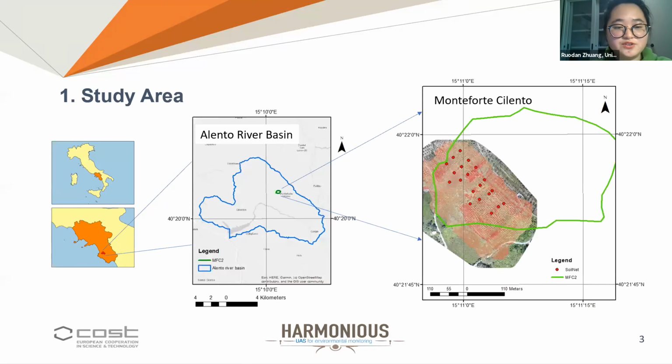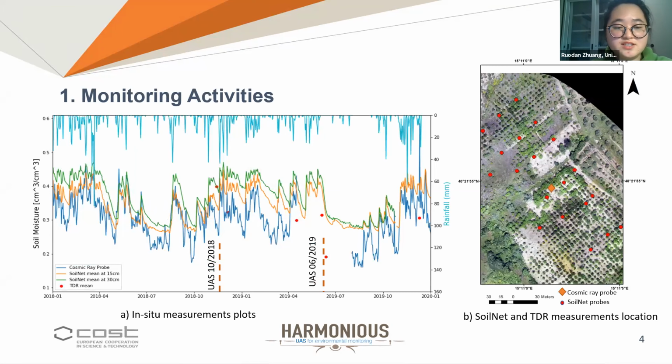The study area is the Montefort Cilento site located in the Alento River Basin in Campania region. It's a typical cropland area called MFC2 of about 8 hectares. In MFC2, long-term studies on vadose zone hydrology have been conducted across a range of spatial scales, including a wireless sensor network, SoilNet, with long-term 15 and 30 centimeter depth soil moisture observation, and a cosmic ray probe available from 2016. The location of them can be found in Figure B, and several TDR measurements at each SoilNet probe's location were also conducted, especially on the dates of UAS surveys, such as in October 2018 and June 2019.